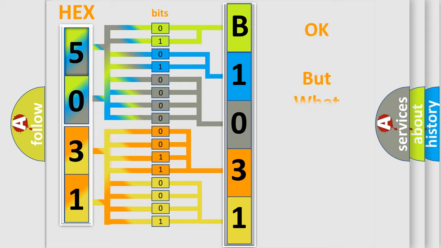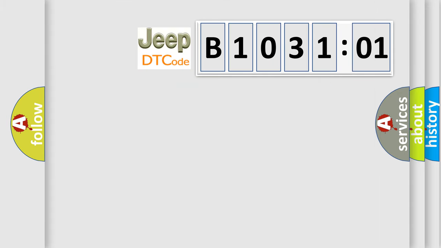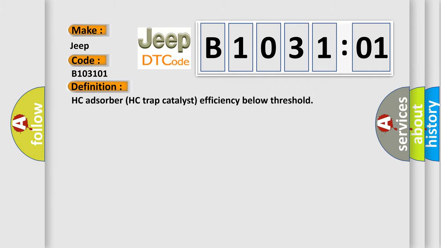The number itself does not make sense to us if we cannot assign information to what it actually expresses. So, what does the Diagnostic Trouble Code B1031-01 interpret specifically for Jeep vehicles? The basic definition is HC adsorber, HC trap catalyst efficiency below threshold. And now this is a short description of this DTC code.